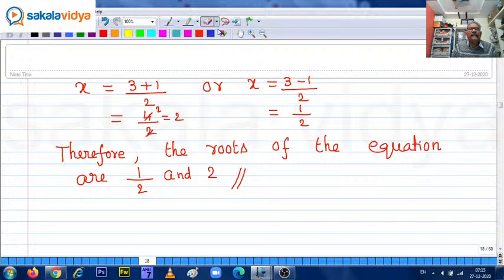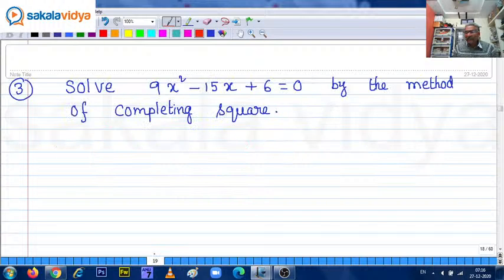Yes, absolutely correct. This is not 1 by 2. Yes, thank you for reminding me. This is 3 minus 1 is 2, 2 upon 2 is 1. Yes, it's 1 comma 2. Right. Yes, Rajesh, good observation.